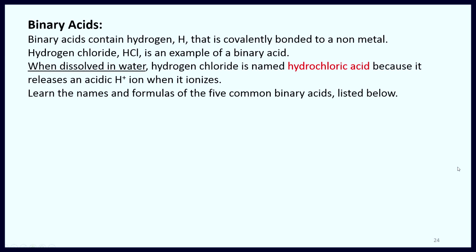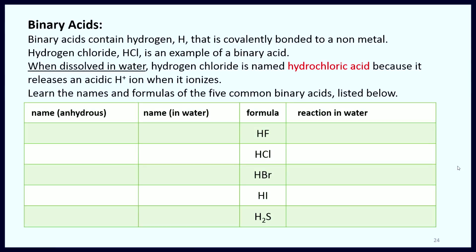So you need to learn the names and the formulas of the 5 common binary acids listed below. For HF, the anhydrous name is hydrogen fluoride. That means anhydrous means in absence of water. Without water present, this would be called hydrogen fluoride. But when it's placed in water, it's called hydrofluoric acid because it ionizes according to this reaction, releasing a hydrogen ion and a fluoride anion.